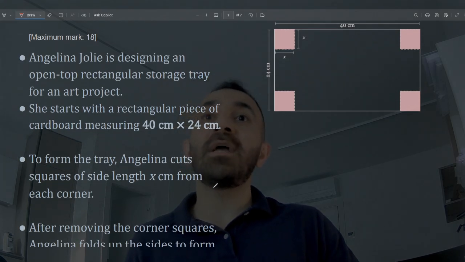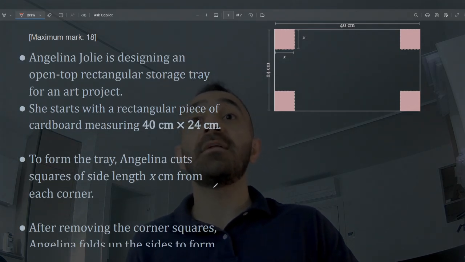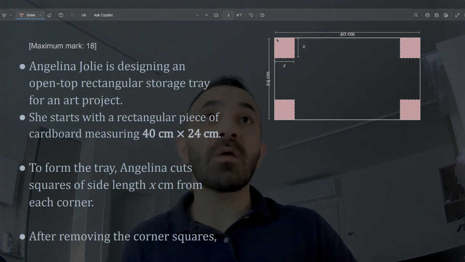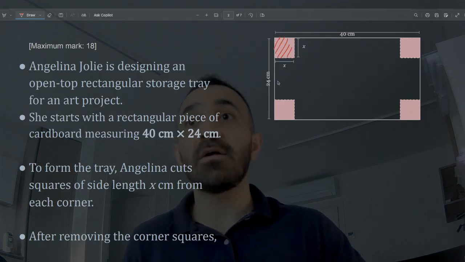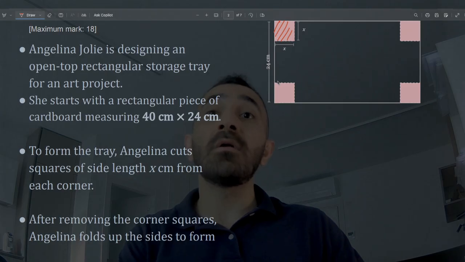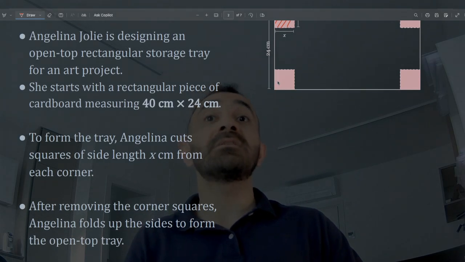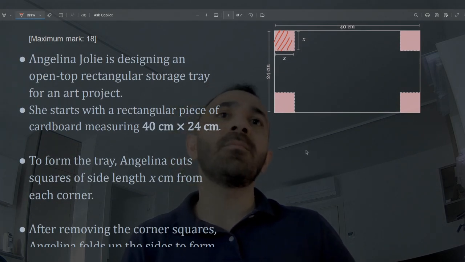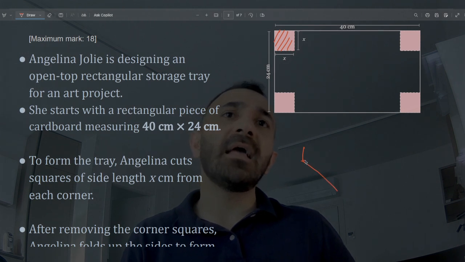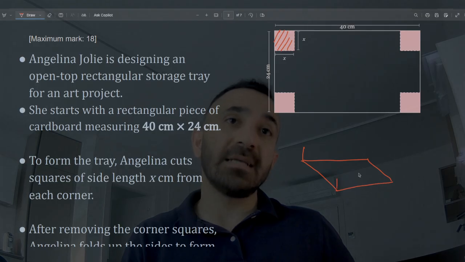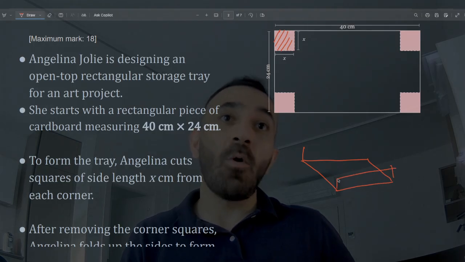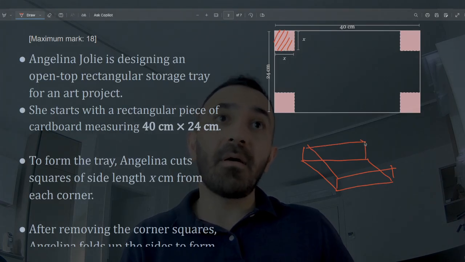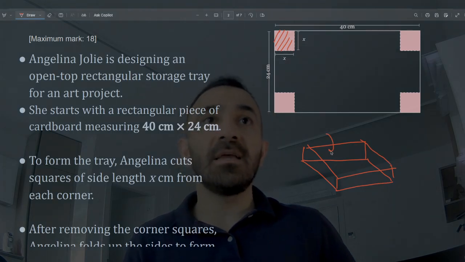To form the tray, Angelina cuts squares of side length x centimeters from each corner. So basically we're talking about these sections here. After removing the corner squares, Angelina folds up the sides to form the open-top tray. I think it's understandable for you. Basically, Angelina Jolie is making an open-top box. Okay, so here is open.